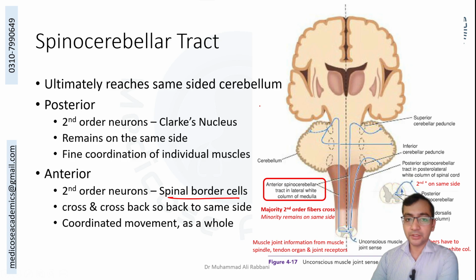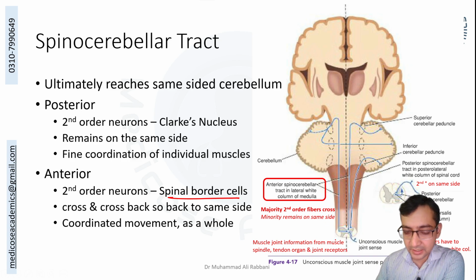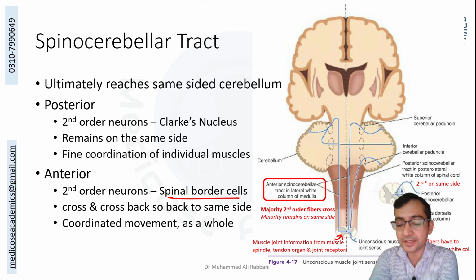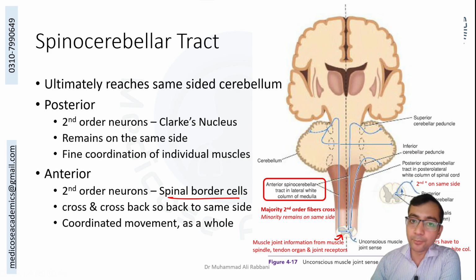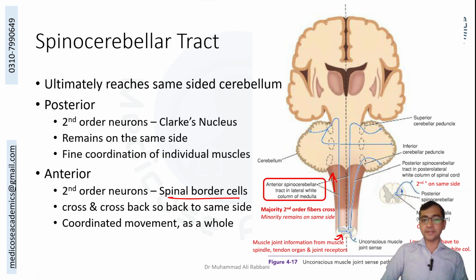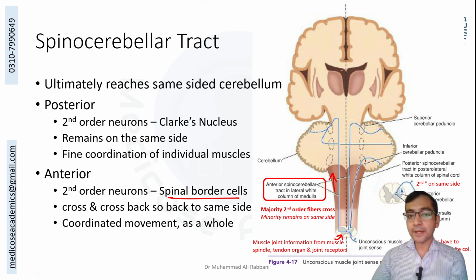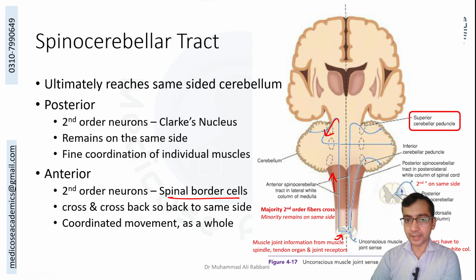The difference is that the second order neuron, after exiting, crosses the midline. The majority goes to the opposite side. After crossing, it moves up in the anterior white column, also in the lateral white column, as the anterior spinocerebellar tract. It goes all the way up to the midbrain, and through the midbrain it enters into the cerebellum through the superior cerebellar peduncle.